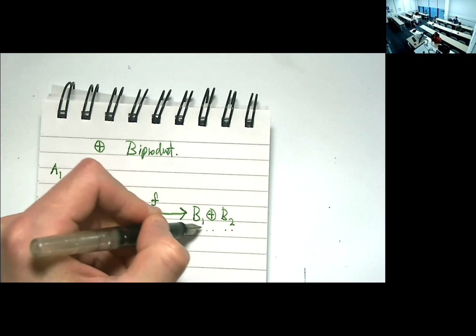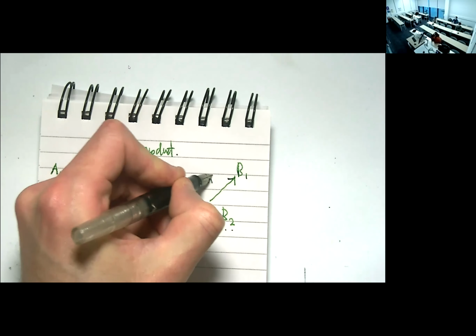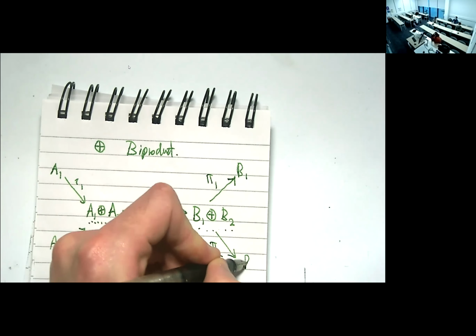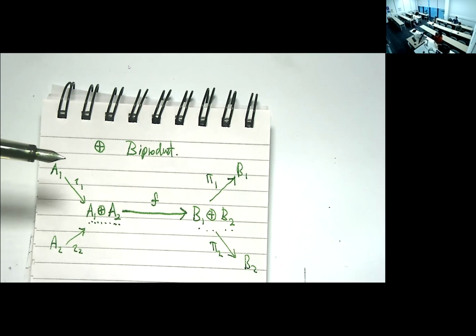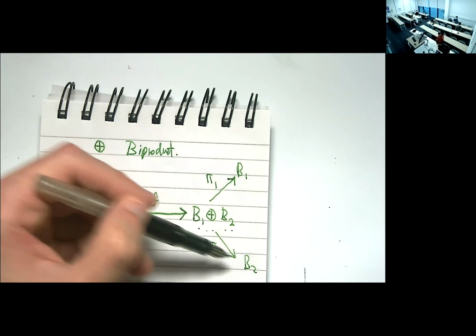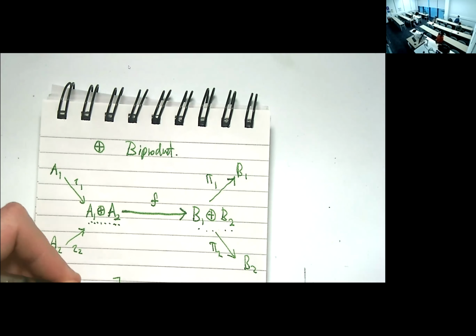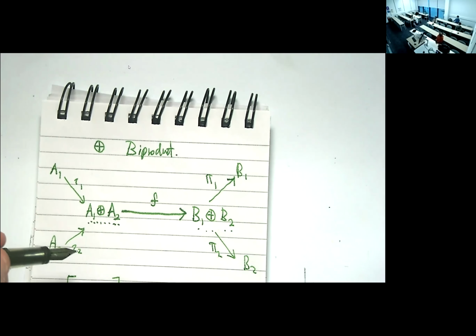And I know that this one is a product. I hope I'm doing this the right way around. So I get two projections onto B1 and B2. And now I get these four composites, right? I can do i1 f pi1, i1 f pi2, i2 f pi1, and i2 f pi2. As long as you pick one dimension for the i's and one dimension for the pi's, I should be okay.